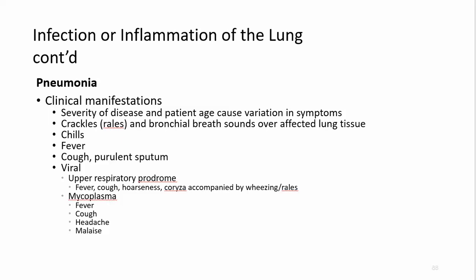Every individual, depending on the state of their immune system, their age, their nutrition, the comorbidities, all of this really is going to vary, causing major variations in symptoms. But almost universally, you get breath sounds, you get these crackles that you hear. People have fever and chills. They have purulent sputum.